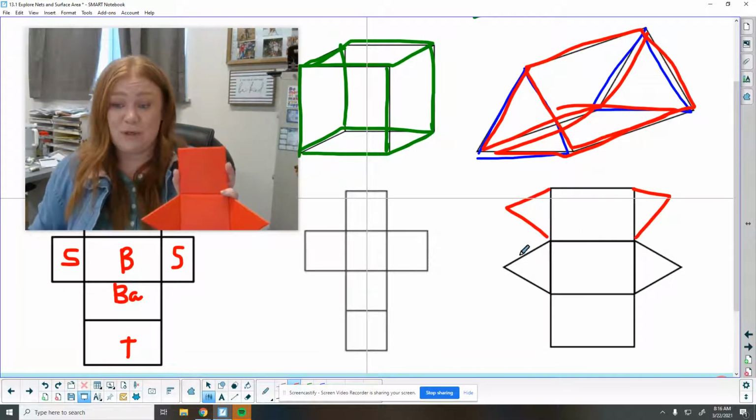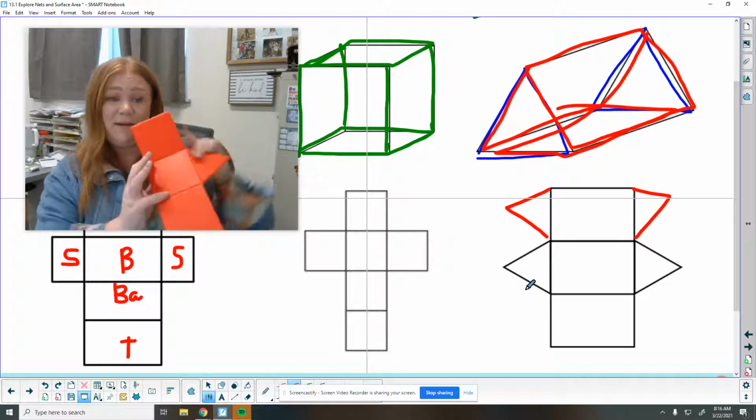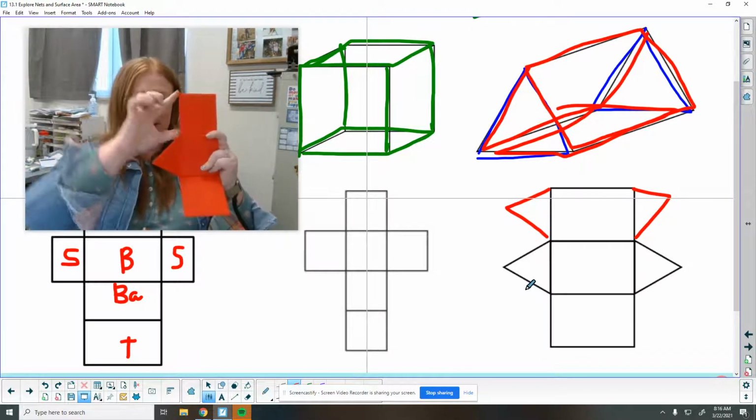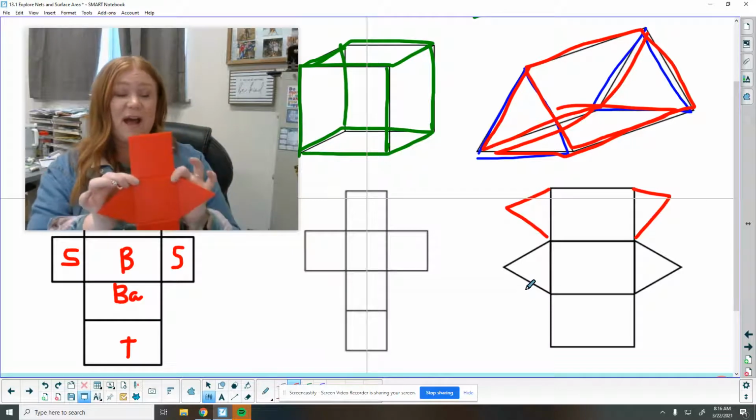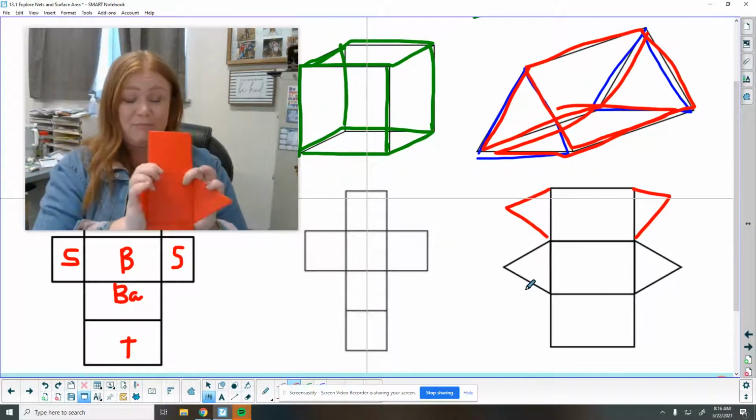So, but I couldn't put 2 triangles on the same side, or then I'd be missing this and have another triangle here, and they would overlap each other. So you do have to think about where they would be on the net.